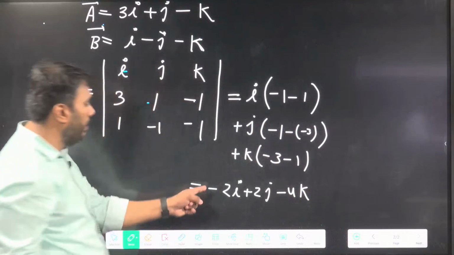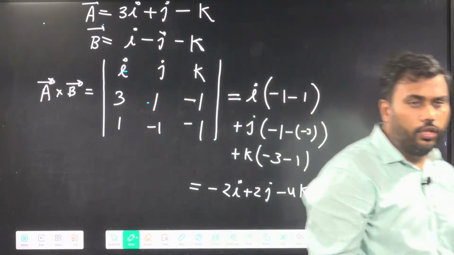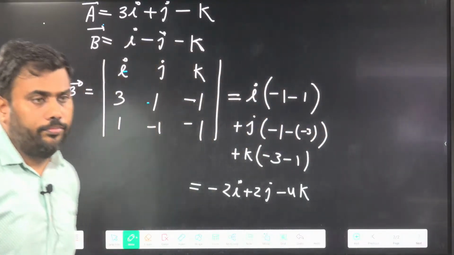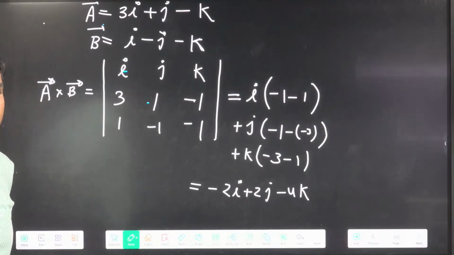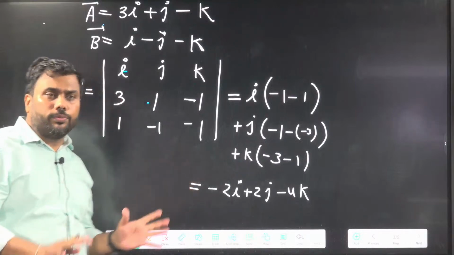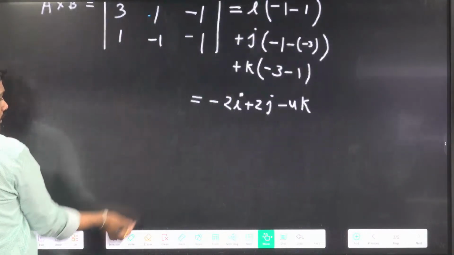This is the correct answer. -2i plus 2j -4k. Very good. A lot of you are giving me the correct answer. Very good, everyone is correct. बहुत बढ़िया. Shabash. Very good. Okay, so now we know how to find the cross product of two vectors. Let us do one more question. One more question of cross product.